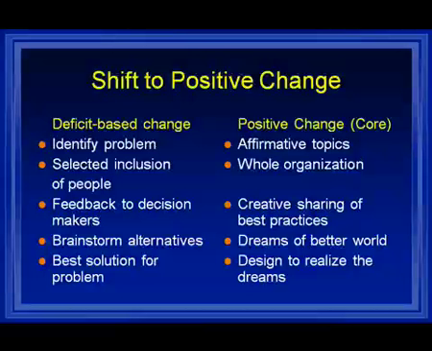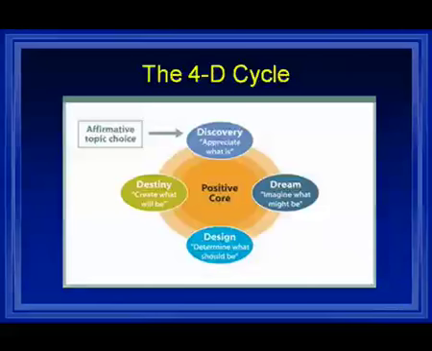And as it develops, there's a creative sharing of best practices, that dream of a better world, and then most importantly, the design to realize the dreams and to sustain them. Because it's one thing to think big, to have great vision, to have great optimism. It's another to implement and sustain any program. So this is a summary of the 4D cycle. It begins by understanding what your affirmative topic is. What are your priorities? But based on this, based on your positive core, your core principles.